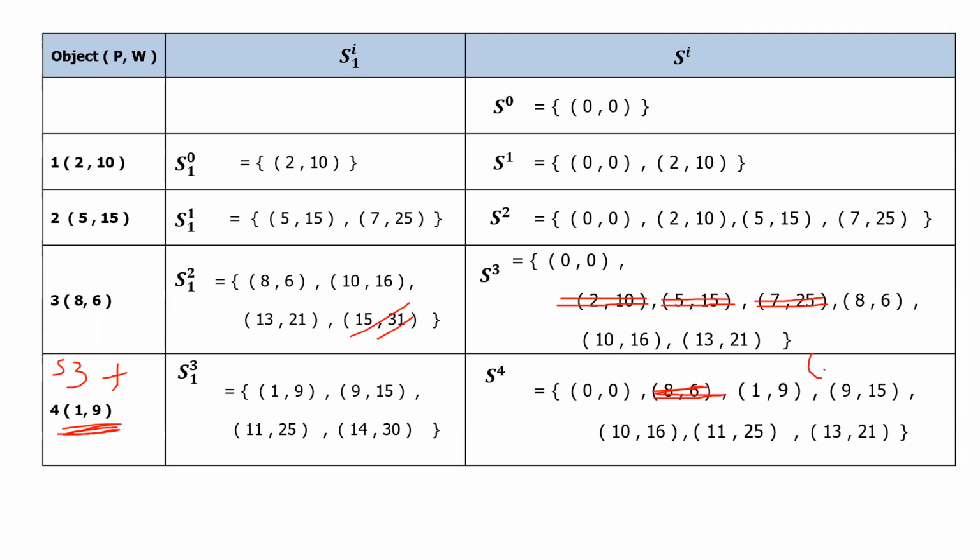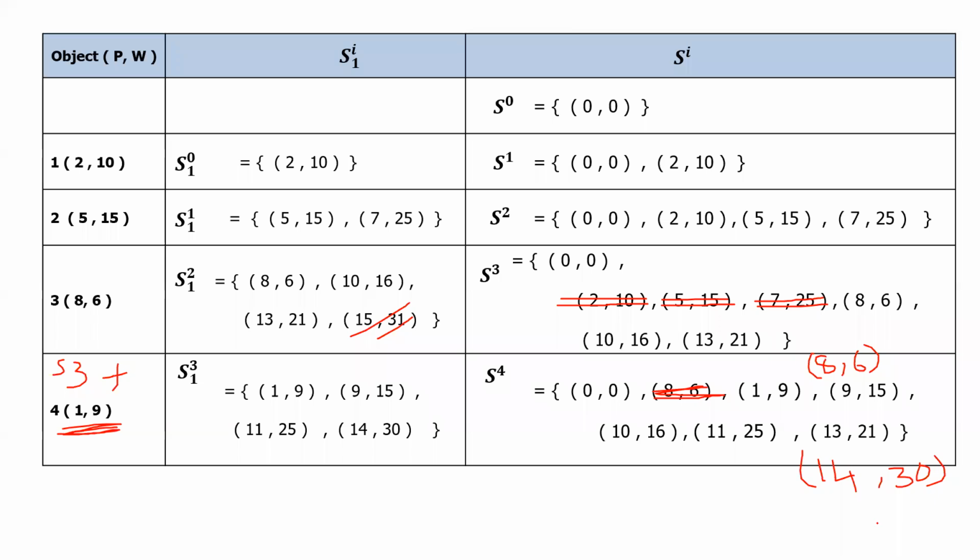Then I have to write 8, 6 in the increasing order of their profits. Then I'll write 9, 15, 10, 16, 11, 25, 13, 21, and finally I am going to write 14, 30. Now you have got your S4 immediately after performing merging.